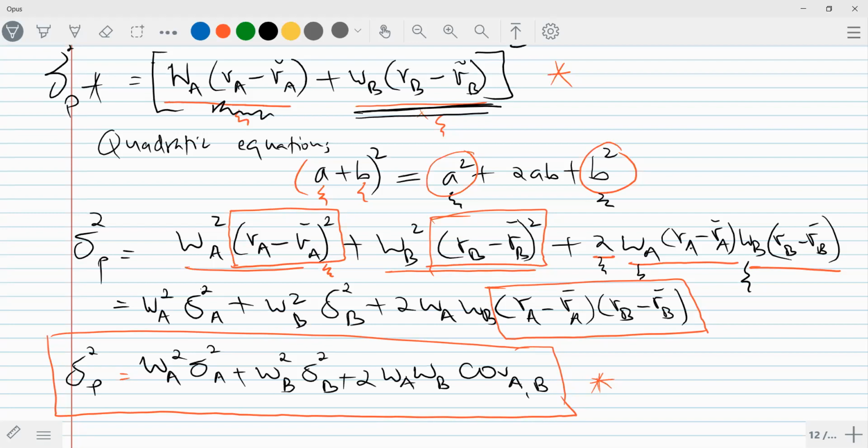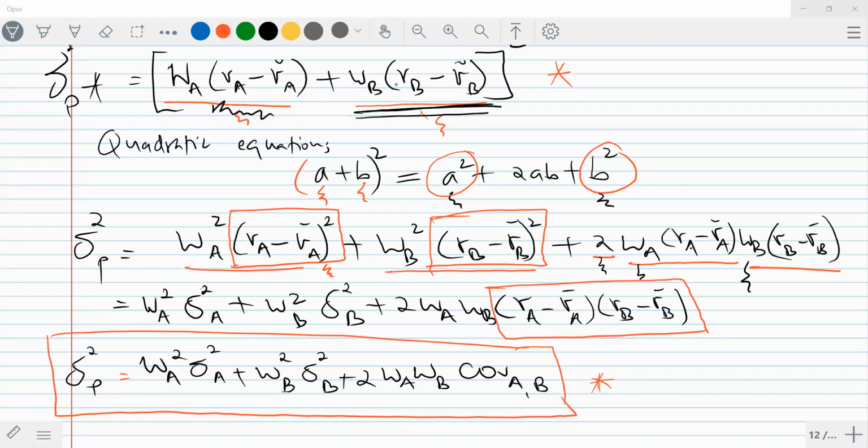Okay, I presuppose silence means you have understood or simply have accepted. Silence means acceptance, that's what I presuppose. And that's how we get the risk of the portfolio. This case is a 2 asset portfolio, A and B.